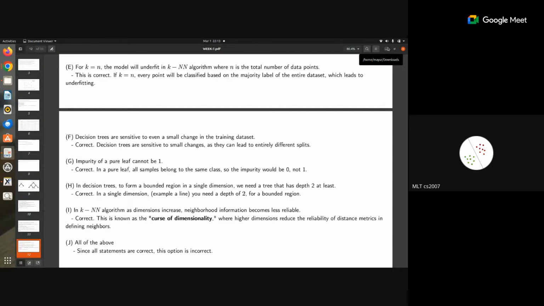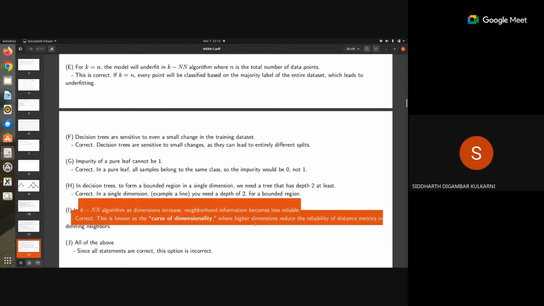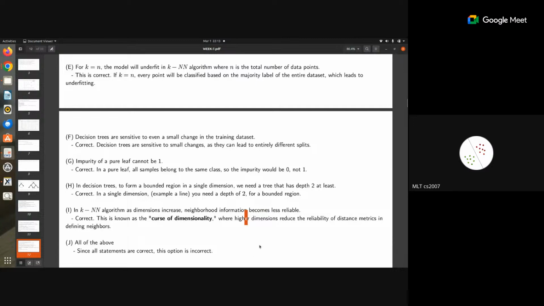As the source dimension increases, the dimension... Okay, I think it is fine. We'll discuss it somewhere later. Don't worry about it; higher dimensions reduce the reliability. That's what they are saying. Yeah, correct. But that's fine.